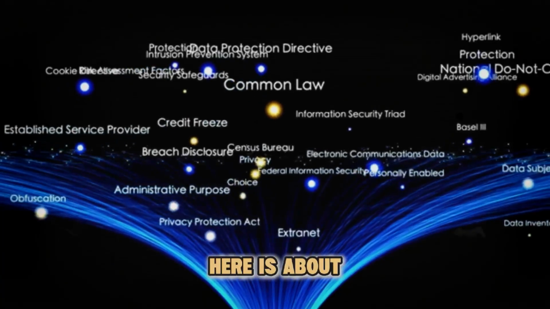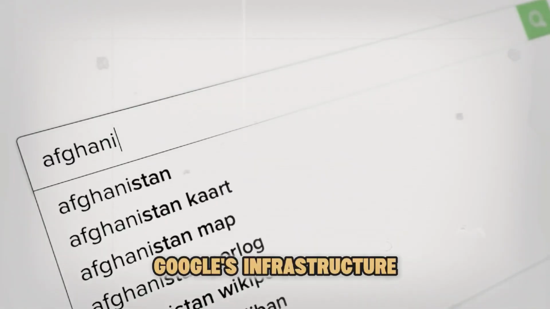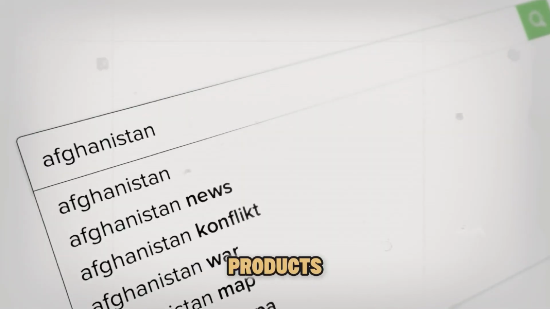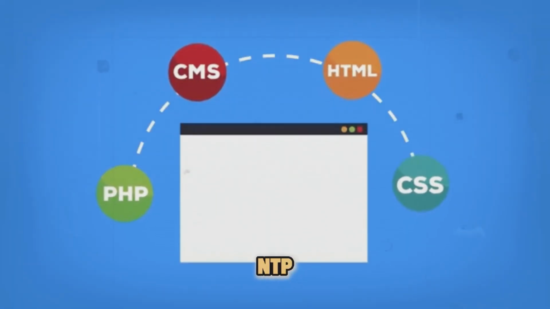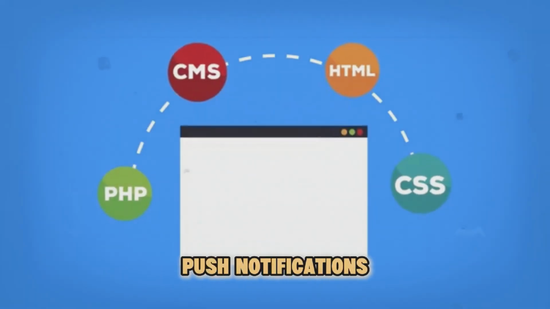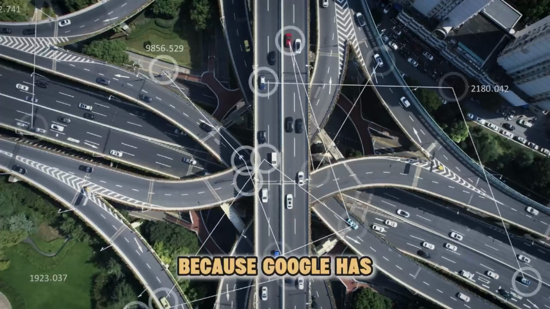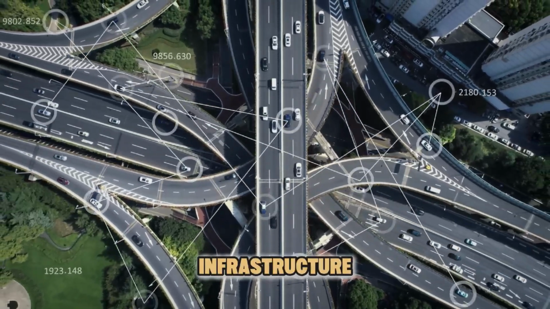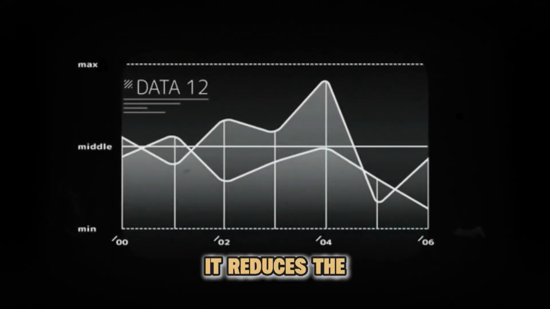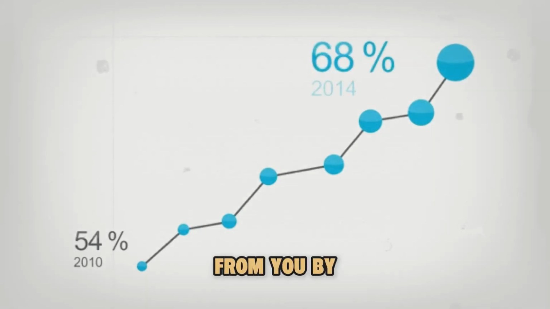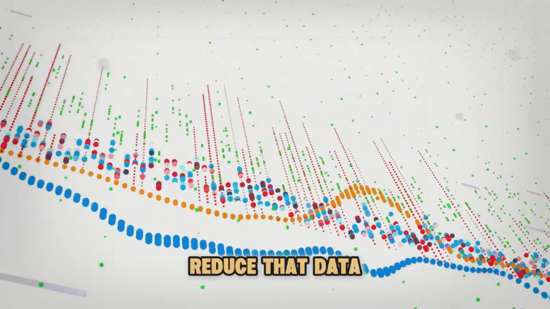Pi-hole or AdGuard Home at the network level can do the same for every device on your home network. The deeper observation here is about what privacy from an ecosystem actually requires. Google's infrastructure is embedded not just in its products, but in the web itself. Fonts, analytics, content delivery, DNS, NTP, captive portal checks, push notifications. A significant fraction of the open internet routes through Google servers because Google has positioned itself as infrastructure, not just as a product company. Degoogling your phone is a meaningful step. It reduces the amount of data Google receives from you by orders of magnitude. It does not, in any realistic configuration, reduce that data to zero.